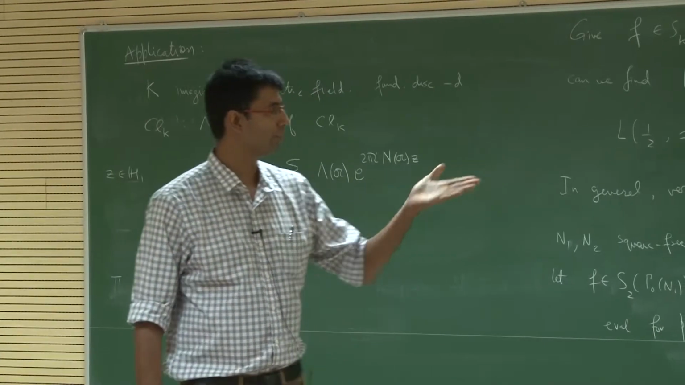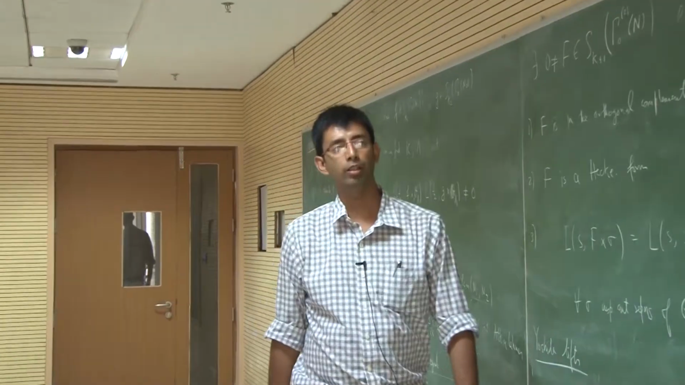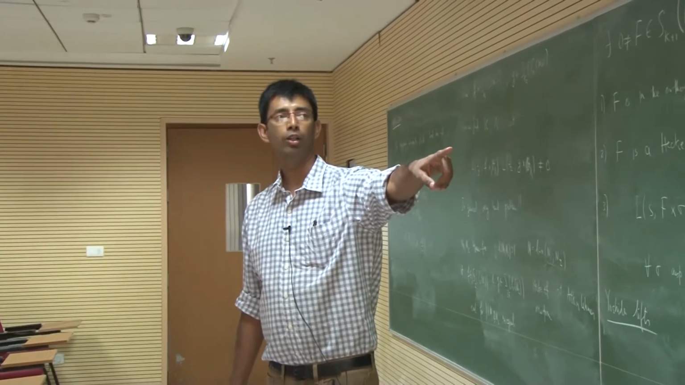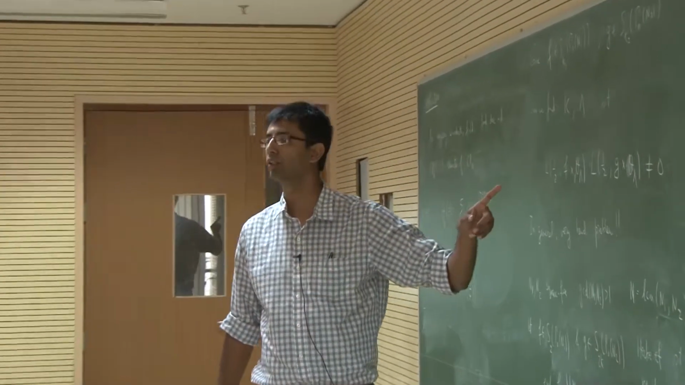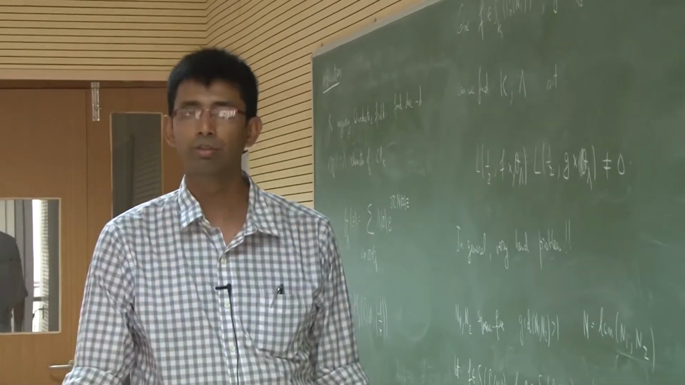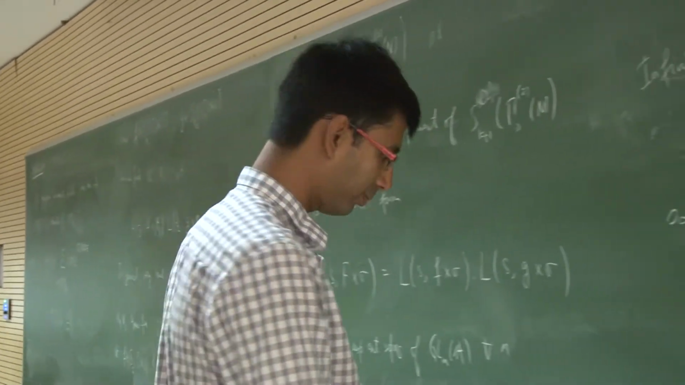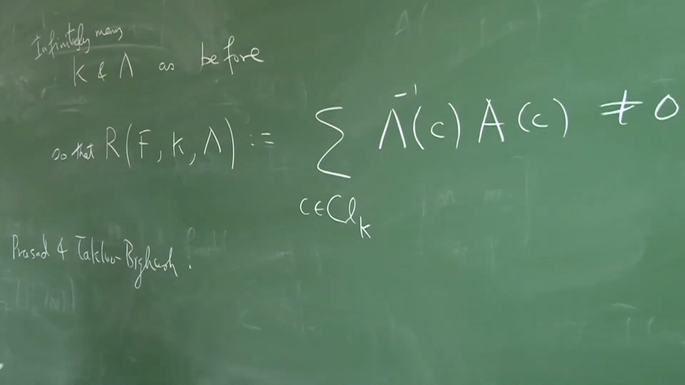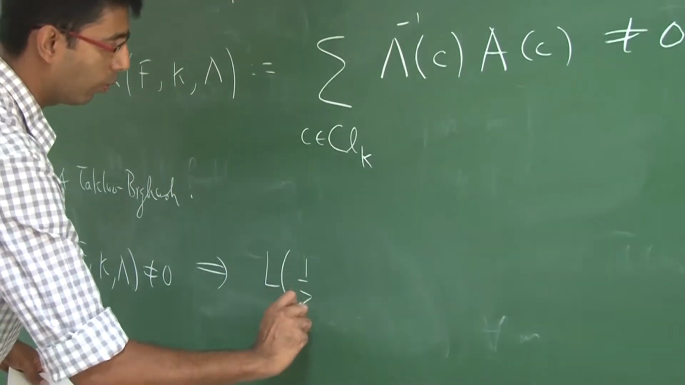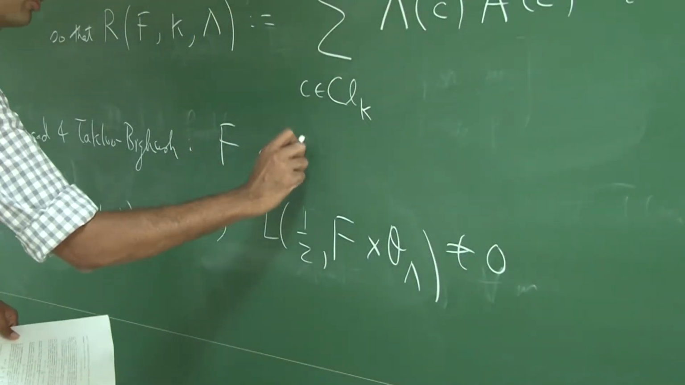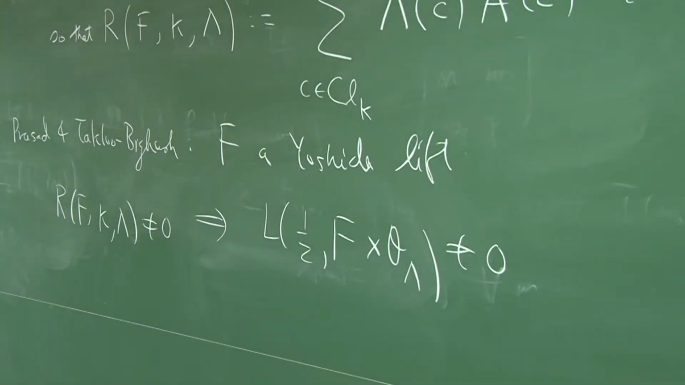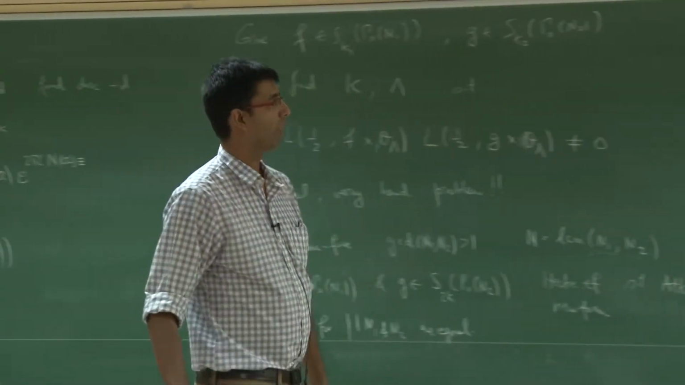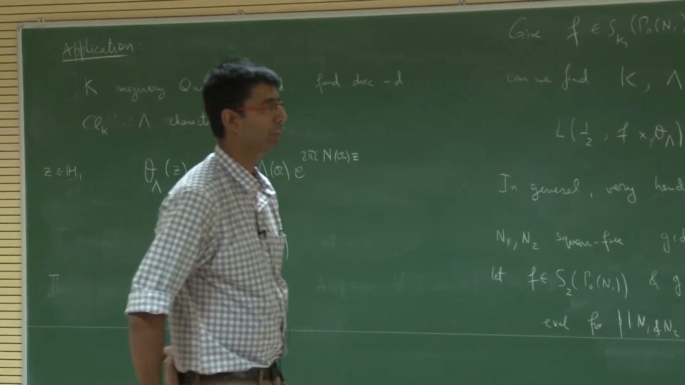This was the main thing that he showed, because now there is a theorem due to Dipendra Prasad and Ramin Takloo-Bighash, which says that R_{f,k,lambda} not equal to 0 implies this product is not equal to 0 in the case of Yoshida lifts. So, Prasad and Takloo-Bighash showed that R_{f,k,lambda} not equal to 0 implies L(1/2, f cross theta_lambda) not equal to 0 for f a Yoshida lift. That theorem is about Siegel modular forms, nothing to do with these here, but if you have a Yoshida lift, then they are able to show such a condition.